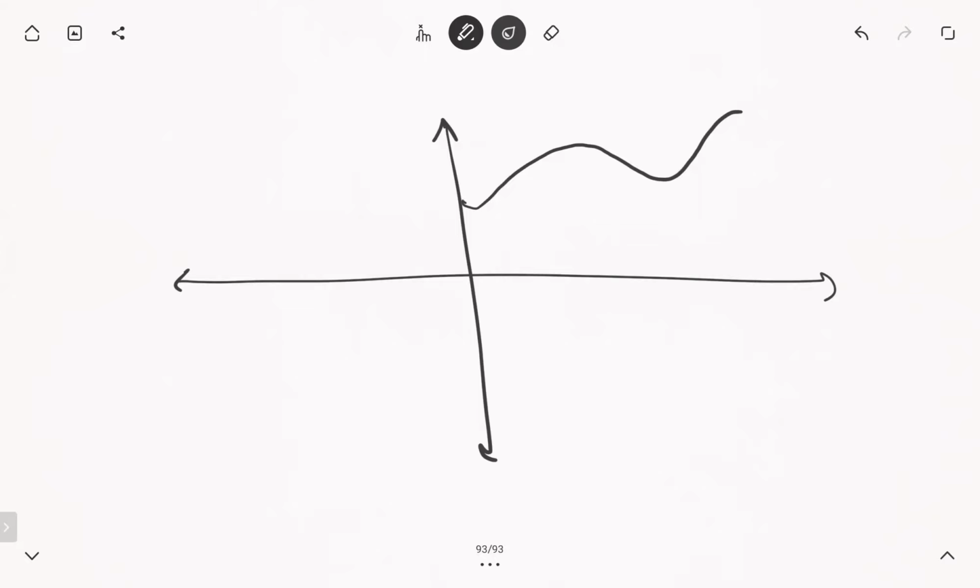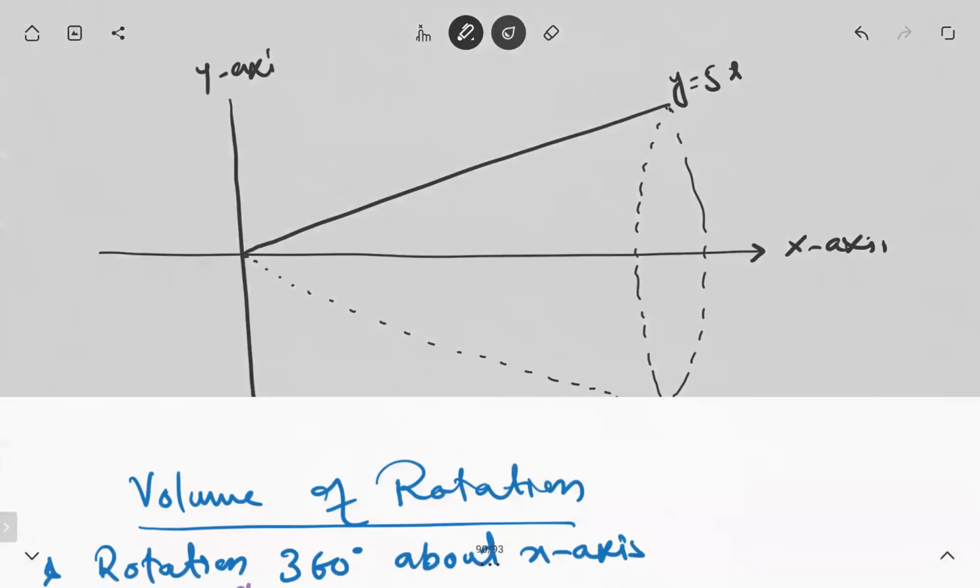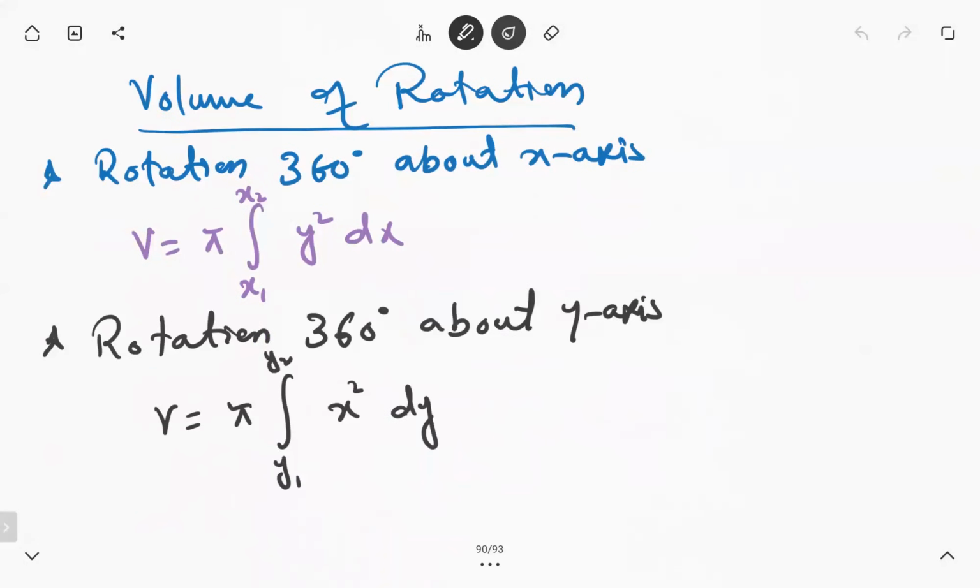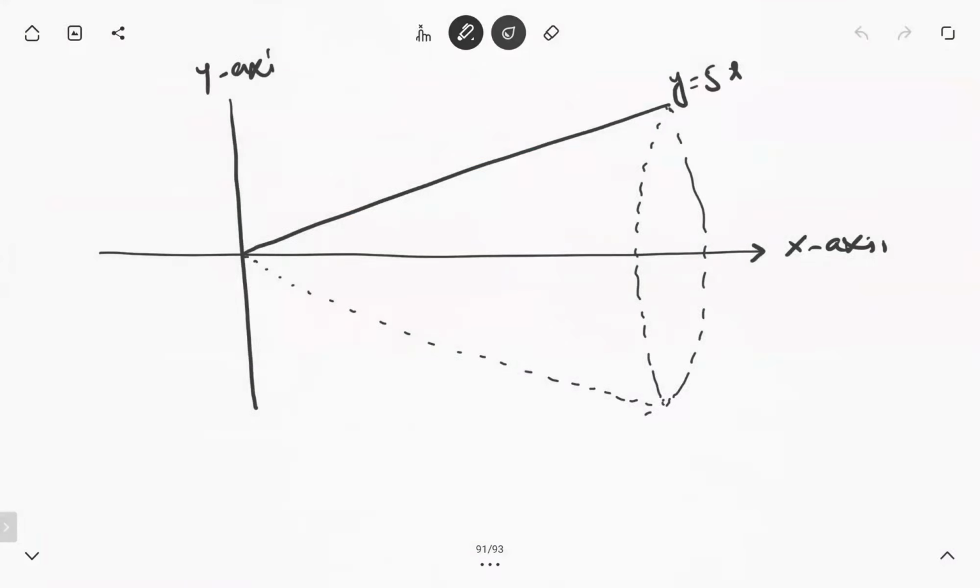Now we'll see how to calculate the volume of that 3D shape. So I told you the formulas. If it is rotated about the x-axis, volume is pi times the integral with limits x1 to x2 of y square. When it is about the y-axis, the limits will change for y, and instead of y square, it will be x square here. Now the proof of these formulas can be seen from this diagram.